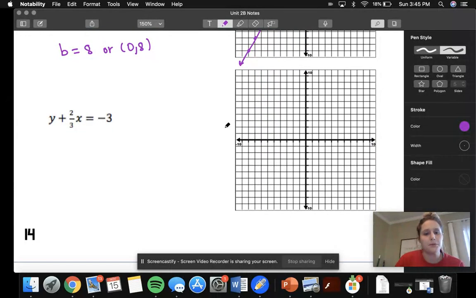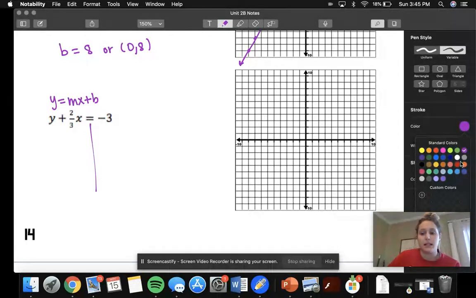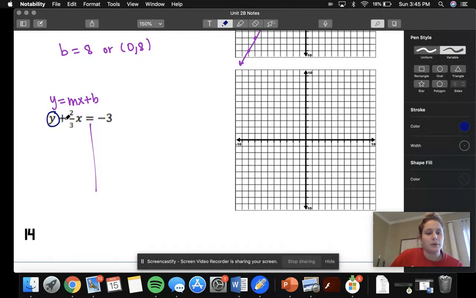Now this problem, y plus 2/3 x equals -3, looks like it's almost graphable, but I need to make sure, again, it's y equals mx plus b. So the x and the y cannot be on the same side. I need to get y all by itself. The way I'm going to do that is get rid of the 2/3 x. This is a positive 2/3 x, so to move it over to the other side, I'm going to use a negative 2/3 x. I'm going to make sure I write it on the other side.